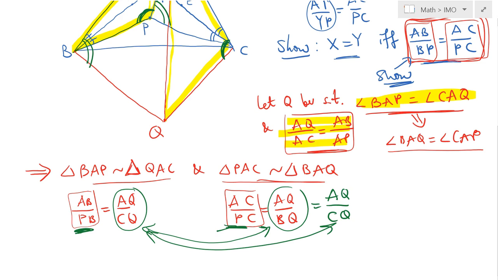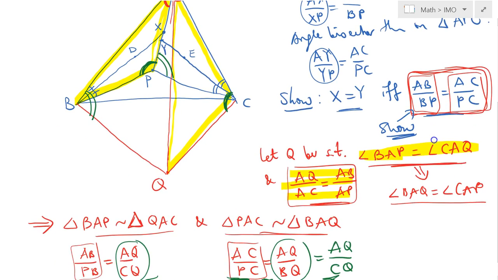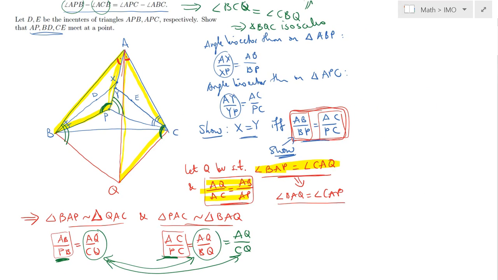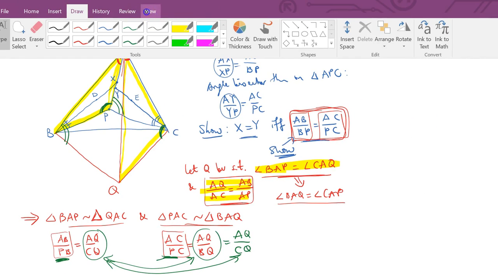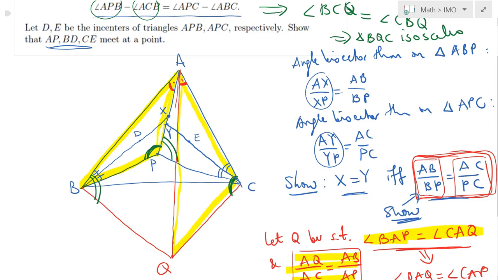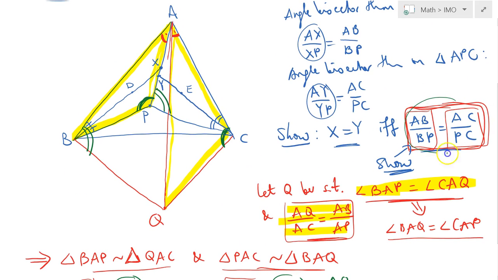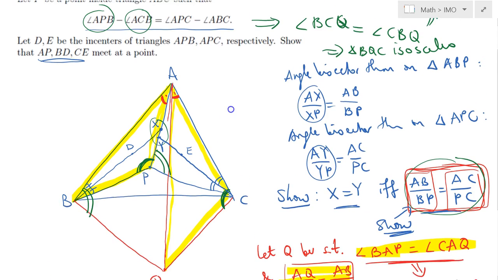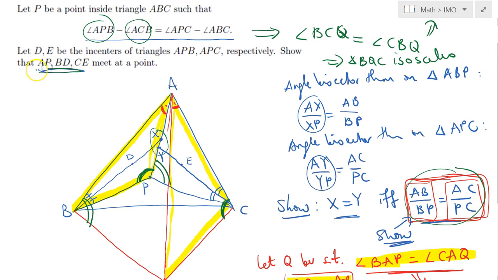But if the left hand sides match, then we are done, because we have earlier mentioned that if we can prove this equivalence, it would automatically imply that X and Y are actually the same point, and as a result the desired result follows, where AP, BD and CE are all concurrent.